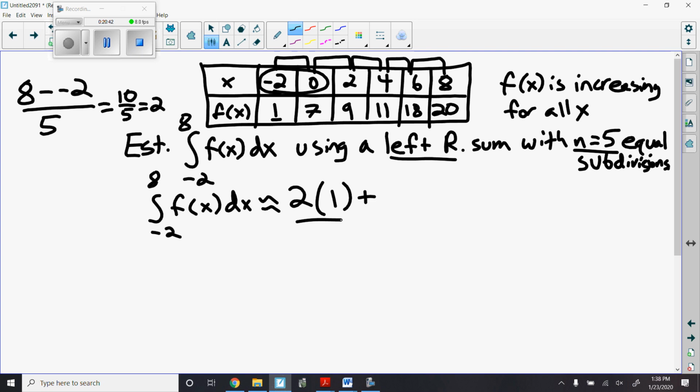So my next rectangle goes from 0 to 2 on the x. Once again, that's a width of 2. Now, again, I want to use the left number, so I'm going to use 2 times 7. Plus, my next width, so I did -2 to 0, 0 to 2, my next one is from 2 to 4. Again, that's a width of 2. And I'm going to use the left number 9.